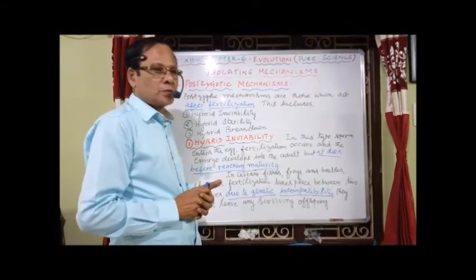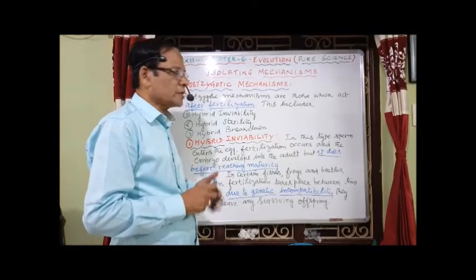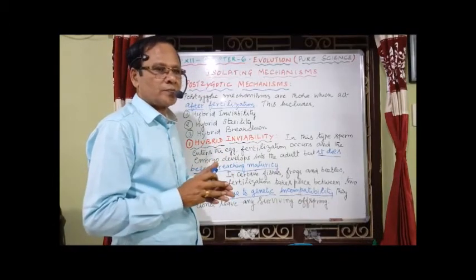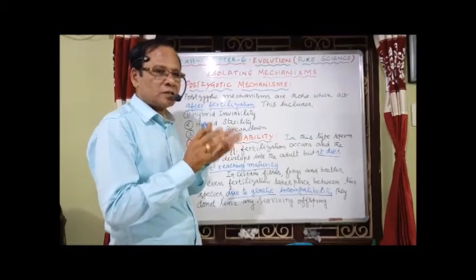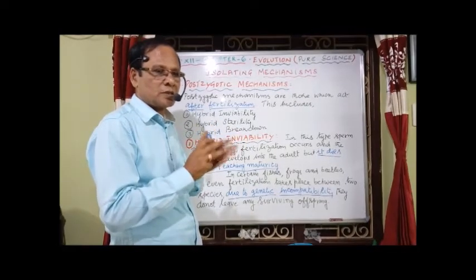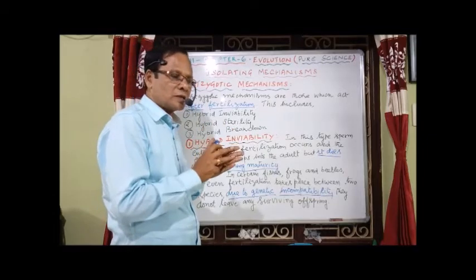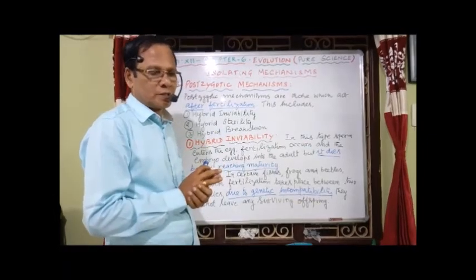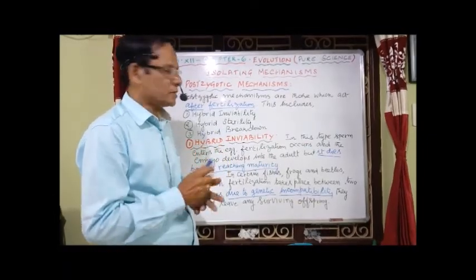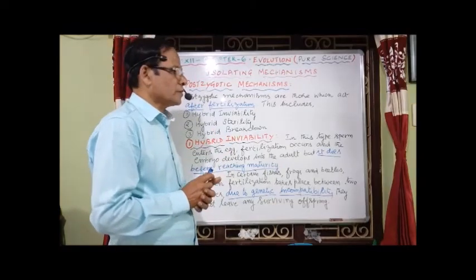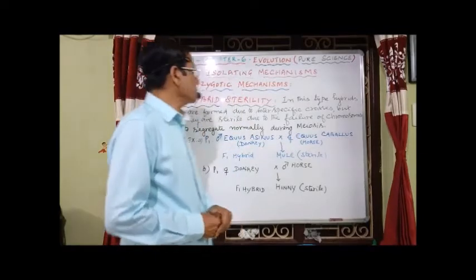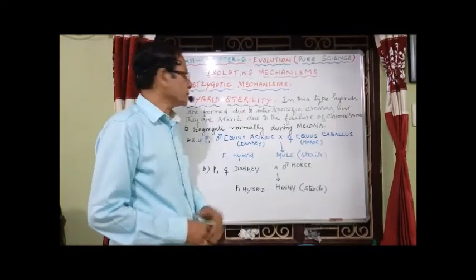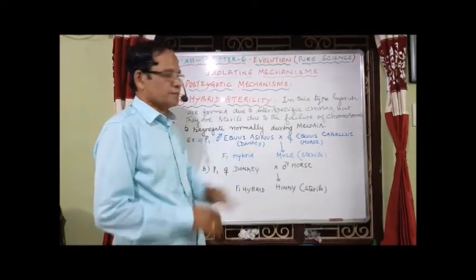Actually, in the fertilization process, the hybrids are formed but inviable, unable to survive. This is because of genetic incompatibility. The genes, the chromosomes, and their numbers and structures are not the same between these two different species. That's called genetic incompatibility. That's about hybrid inviability. Now we go to hybrid sterility, the second type of postzygotic mechanism.